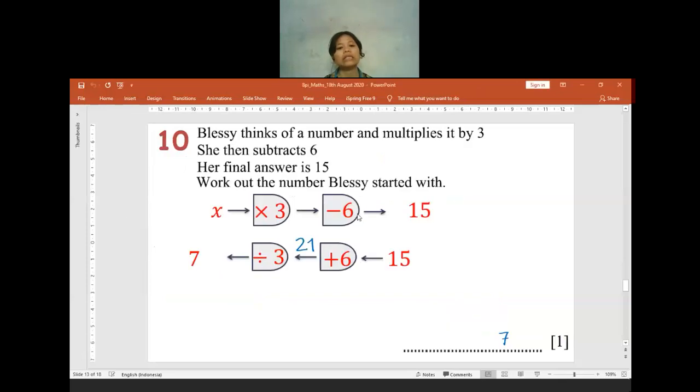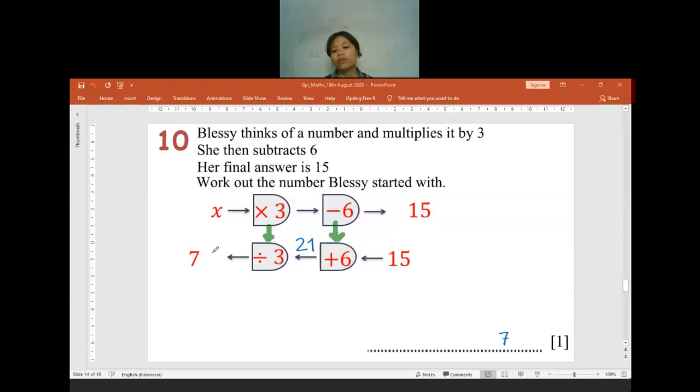For question 10 in here, Billy thinks of a number, then multiplies it by 3 and then subtracts 6. So I will just make a function machine in here, multiply by 3, so times 3 and then subtract 6. And when we are going to find the original number, we can do from the back and do the opposite. So opposite of subtract 6 will be plus 6. 15 plus 6 equals 21. And then this is times 3. Opposite of times 3 will be divided by 3. 21 divided by 3 equals 7.